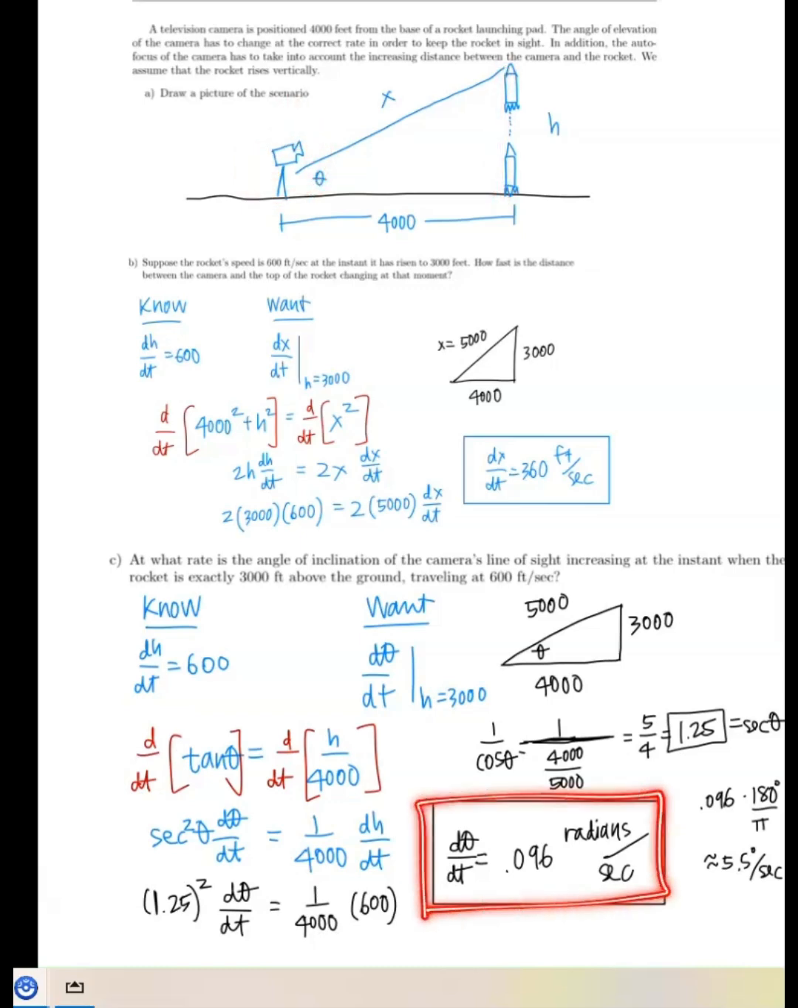Okay, so we found out dθ/dt. We were asked for the difference in how the distance between the camera and the rocket was changing with respect to time. So these are two different rates, but they're related because they're all in the same scenario.